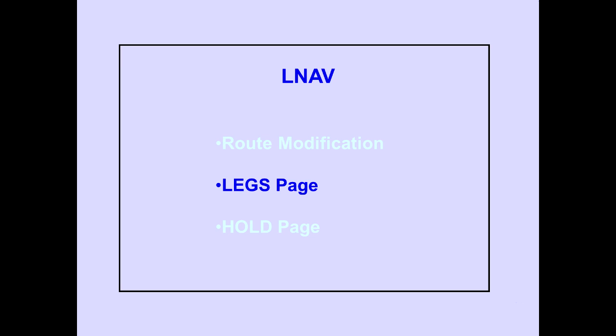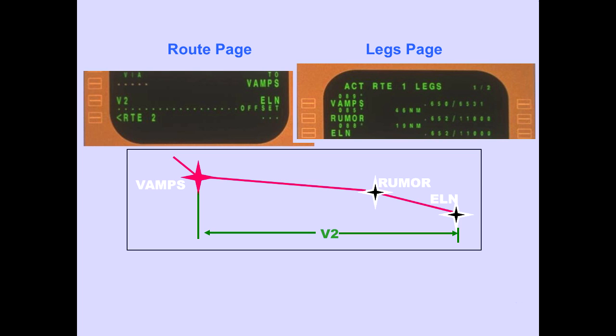Let's now discuss the legs page. Our discussion will include the legs page, data page, and waypoint winds page. The route pages represent the flight plan route in an ATC clearance format. The legs page contains a detailed listing of all waypoints.